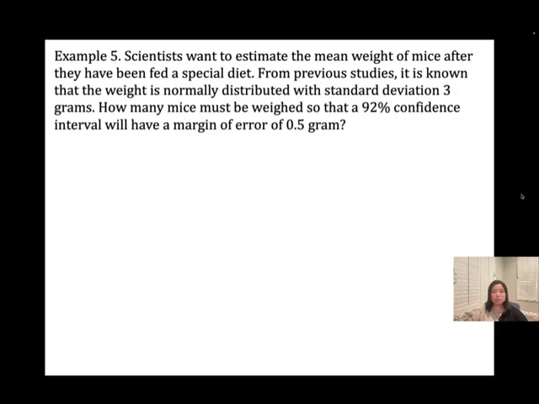Let's try to do this example together. Scientists want to estimate the mean weight of mice after they have been fed a special diet. From previous studies, it is known that the weight is normally distributed with standard deviation 3 grams. So we know the standard deviation is equal to 3. How many mice must be weighed so that a 92% confidence interval will have a margin of error of 0.5 gram? So we know the population standard deviation, we know the margin of error.